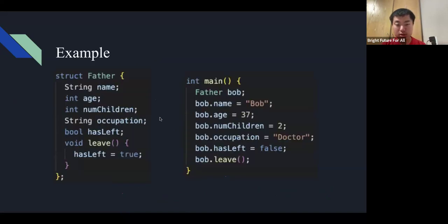Here, next. So yeah, let's say there is a struct called father, and we have a bunch of variables about him. We know his name, we want his age, we want the number of children he has, and not his occupation. We want to know whether he's left. And basically, we can define a void function. Notice it doesn't have a return type. Leave with no parameters and just sets has left to true. By the way, I think these will all initialize to their default values, like empty string and 0 for ints and false for this.